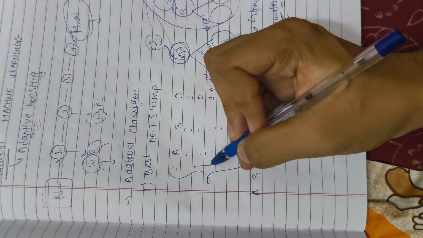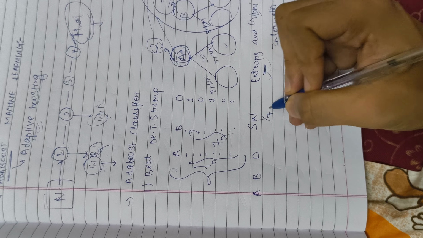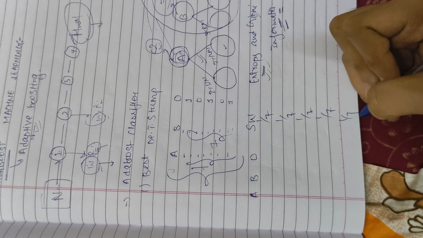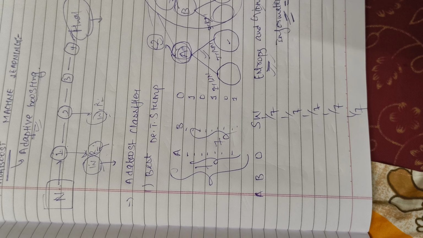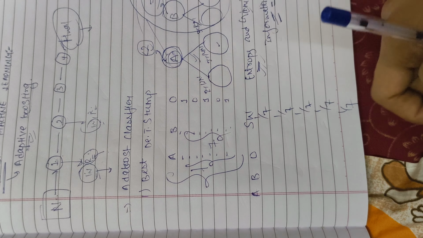Now suppose I have 7 records here, so the weights will be 1 by 7, 1 by 7, 1 by 7, 1 by 7 and 1 by 7. Okay, are you clear with this? Here I have 1 2 3 4 5, and similarly 2 more will be there.